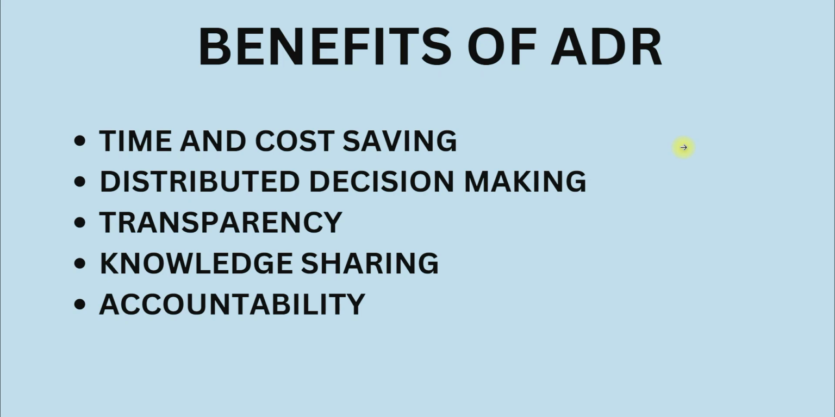Accountability. Each decision is tied to specific individuals or groups, like we have seen in the example structure, where we mention the stakeholders or who is making the decision. So we know who is accountable for it, and we can find that person and ask for more information, like the knowledge sharing point.